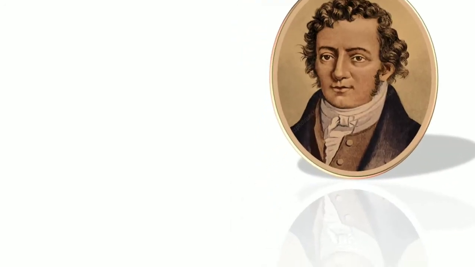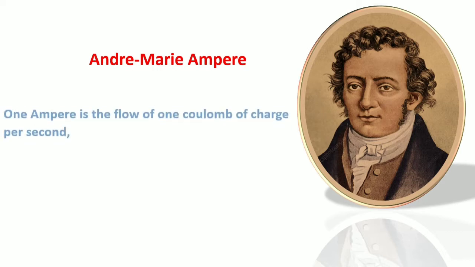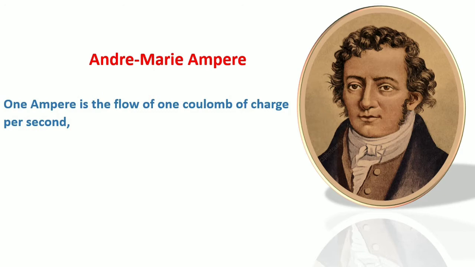The unit of current is named after a French physicist and mathematician named André Ampère. He made important contributions to the theory of electricity and magnetism in the 19th century. Well, 1 ampere is the flow of 1 coulomb of charge per second. Mathematically, 1 ampere equals 1 coulomb upon 1 second.